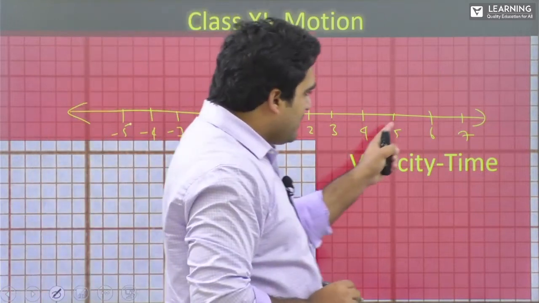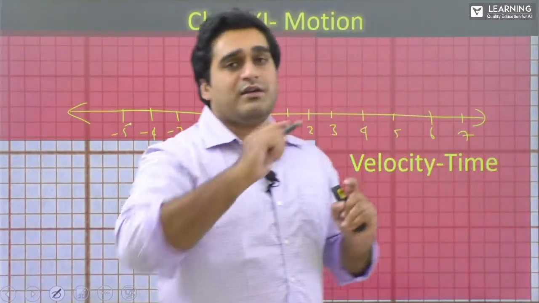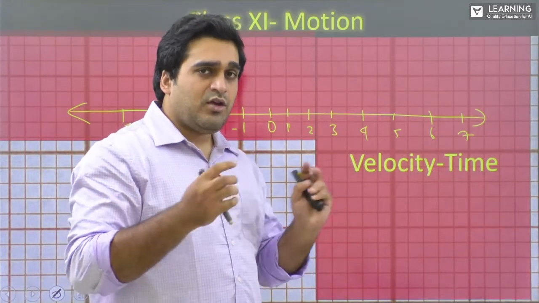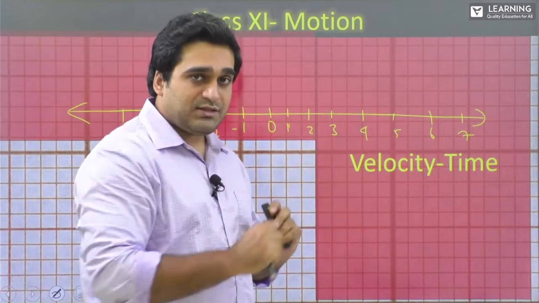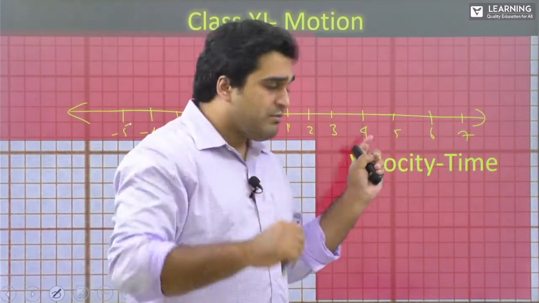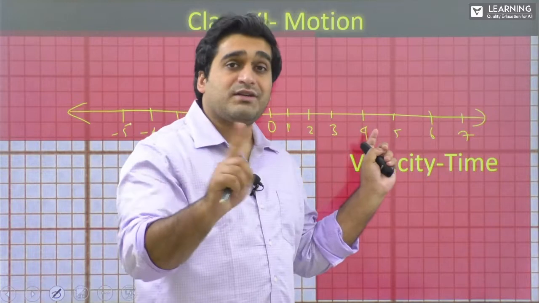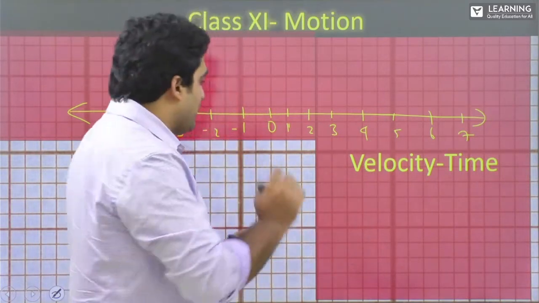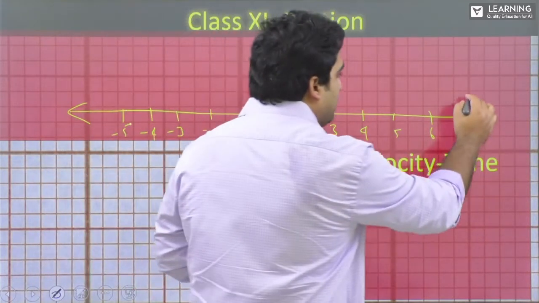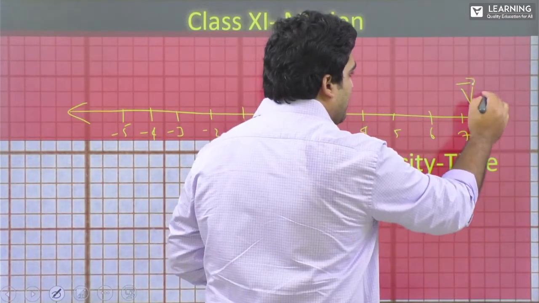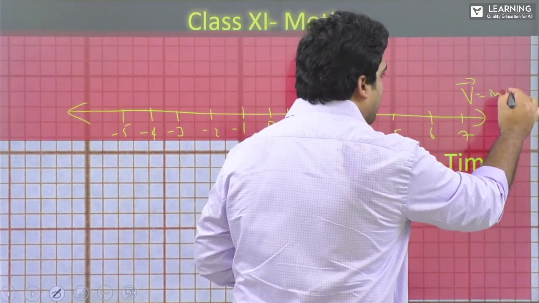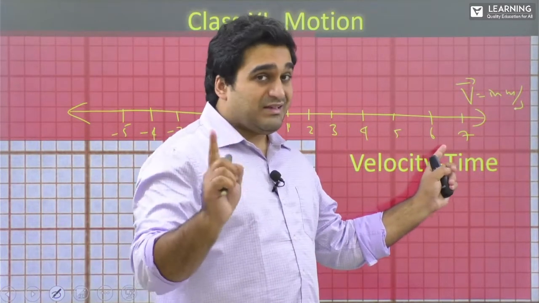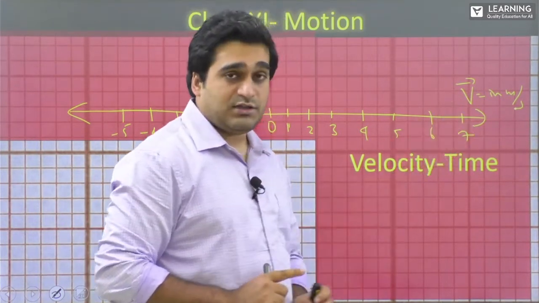Now these numbers here no longer represent the distance. Keep that in mind. In the previous case, we assumed it was distance. But these numbers, what I've written here, they no longer represent distance. They represent the velocity, which is in meter per second. So they no longer represent the distance, they represent the velocity.